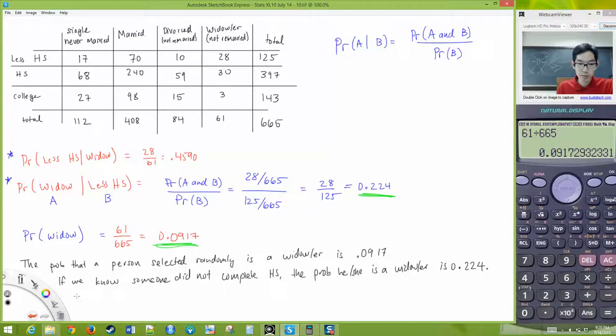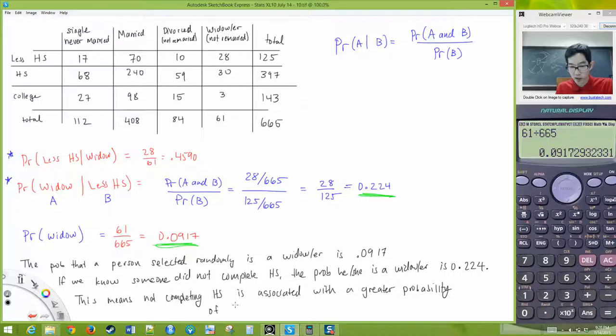So this means not completing high school is associated with a greater probability of being a widow or widower. And it's not a cause and effect relationship, okay? It's not that, oh, you didn't finish high school, your spouse is more likely to die. It doesn't work that way, okay?